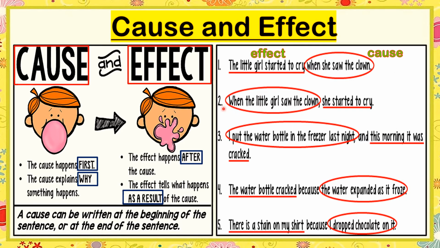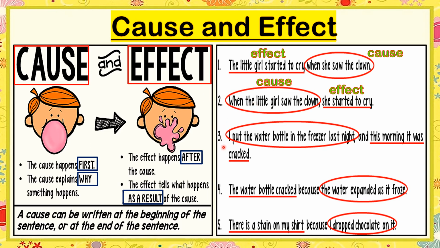Now, please take a look at sentence number two. When the little girl saw the clown, she started to cry. So when the little girl saw the clown, that is the cause, she started to cry. That is the effect. So you can see class numbers 1 and 2, effect and cause, cause and effect. So in number 1, effect comes first before the cause in the sentence. And in sentence number 2, cause comes first before the effect. But still the same cause, the same effect. The effect is the girl started to cry and the cause is when the girl saw the clown.